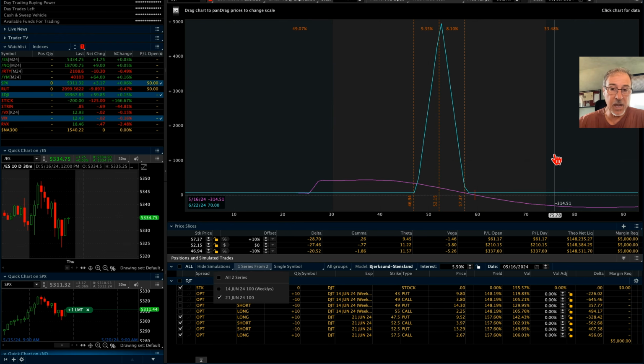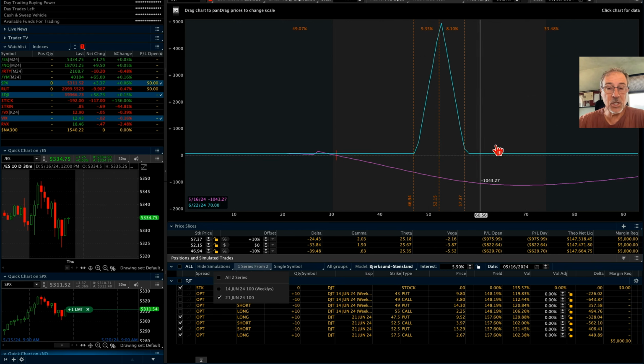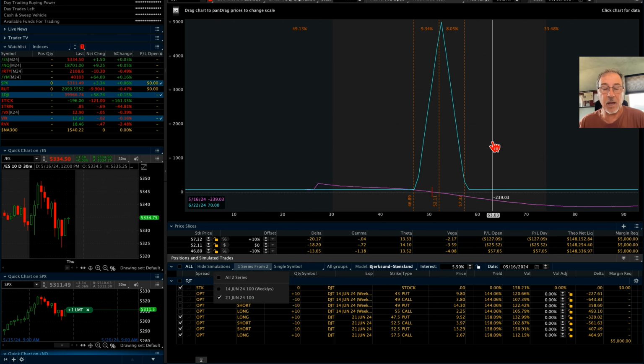Again, the important caveat is that as we get closer to expiration, I could potentially get assigned on either side of this thing, okay? So I have to understand what that means and how to deal with it.